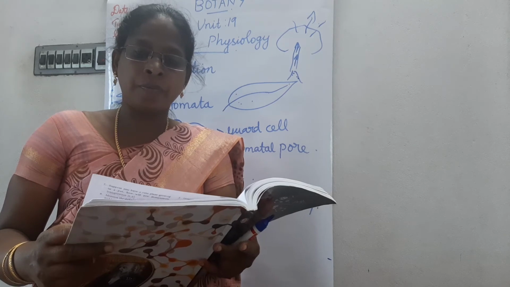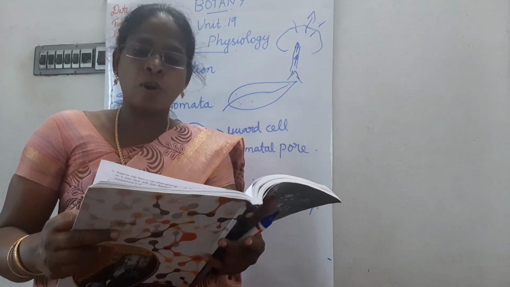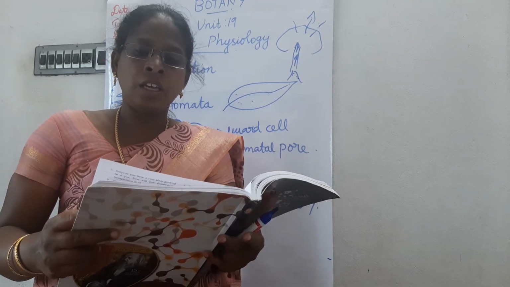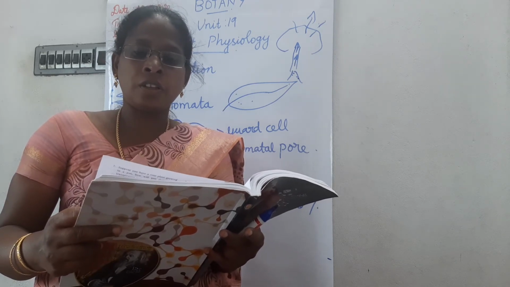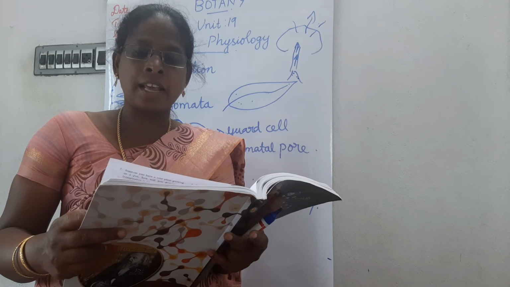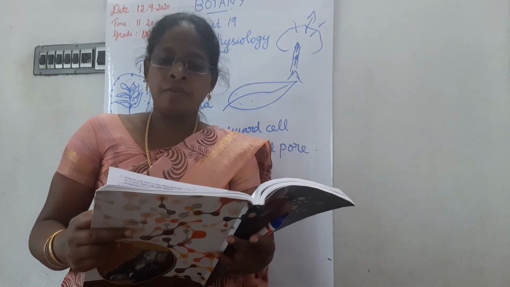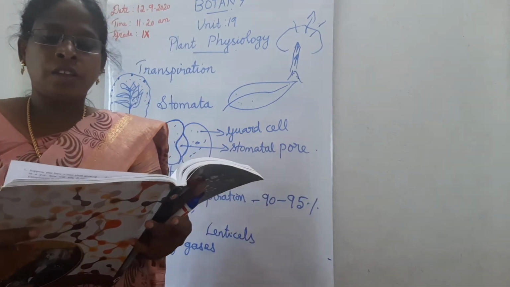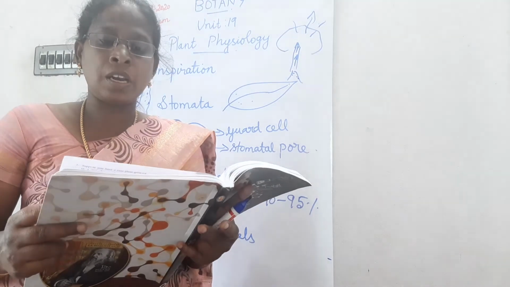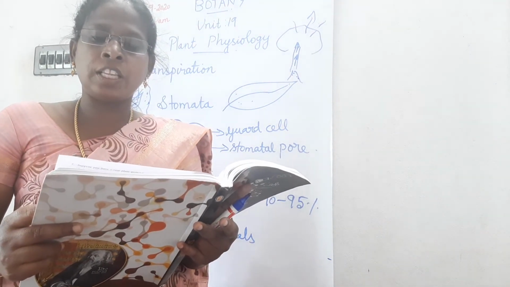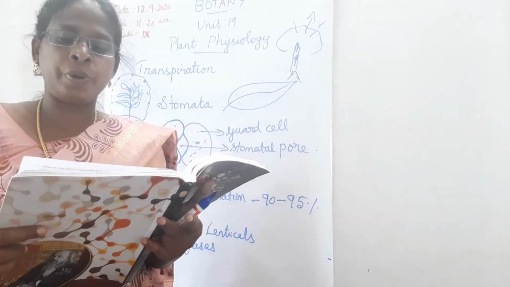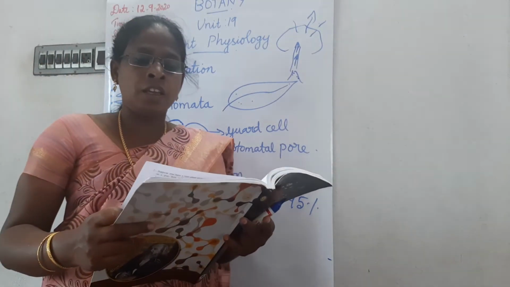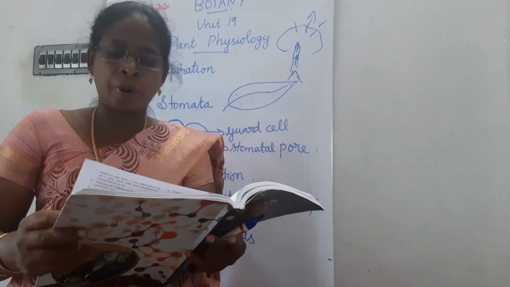Then sixth one. Plants lose water when the stomata on leaves are closed. That also the false statement. You can write the answer false. Now you can correct the statement. Plants lose water when the stomata on leaves are opened. Opened, O-P-E-N-E-D. In the place of closed, you can write opened.